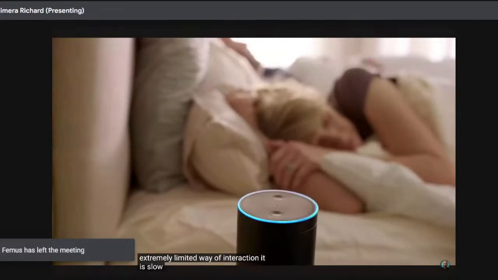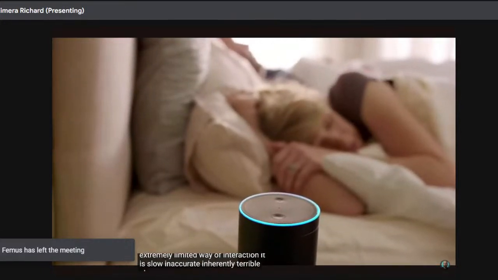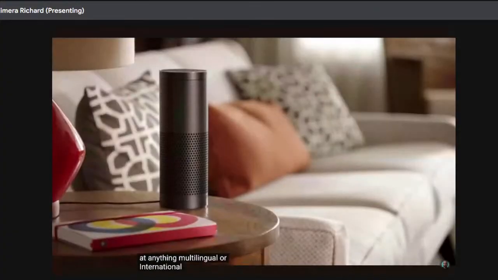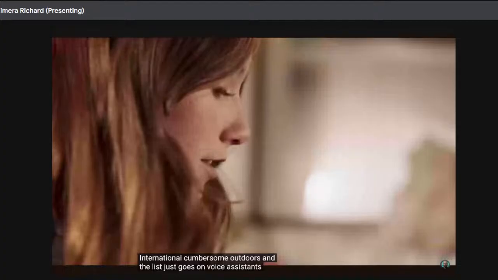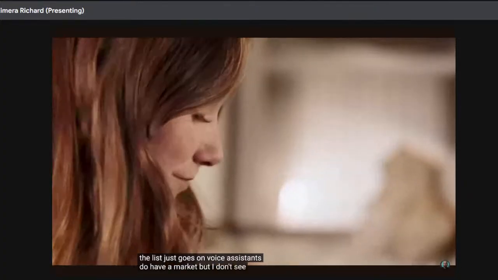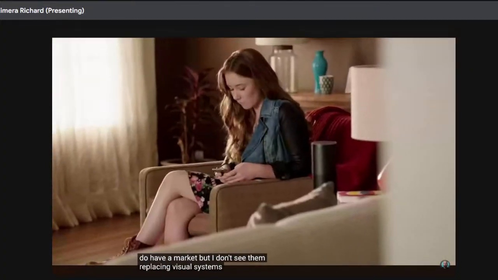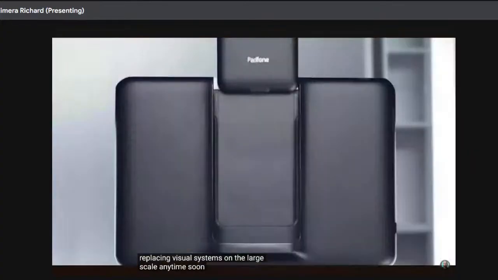It is slow, inaccurate, inherently terrible at anything multilingual or international, cumbersome, outdoors, and the list just goes on. Voice assistants do have a market, but I don't see them replacing visual systems on a large scale anytime soon.